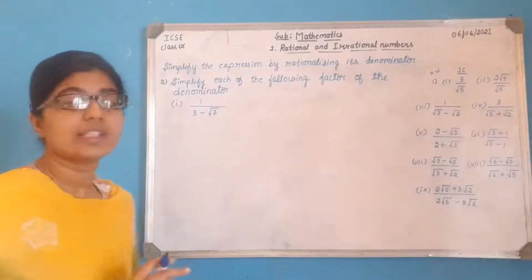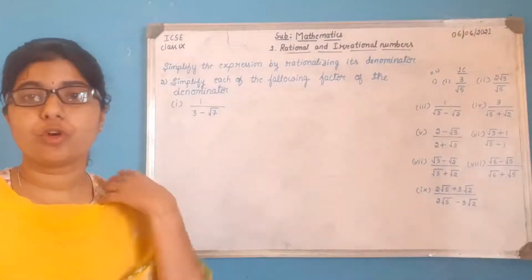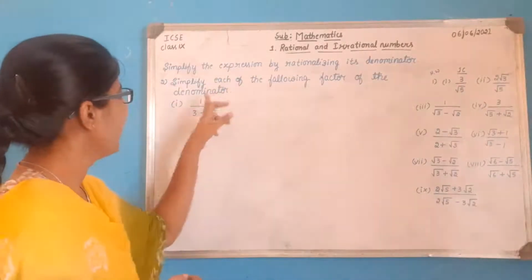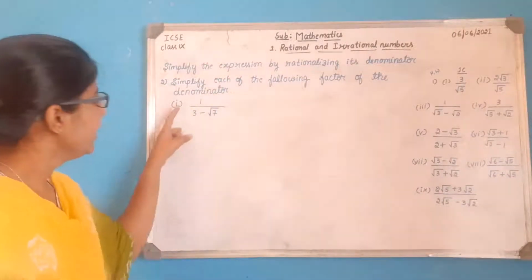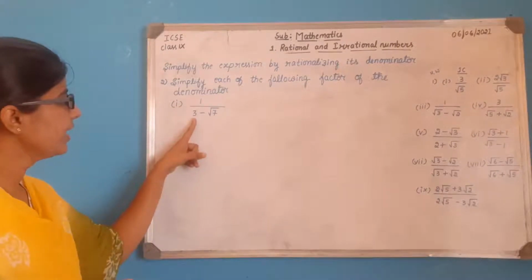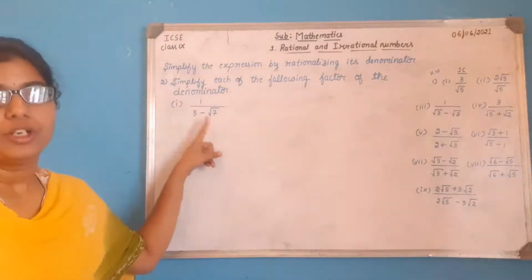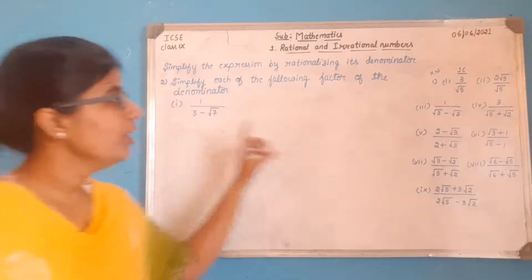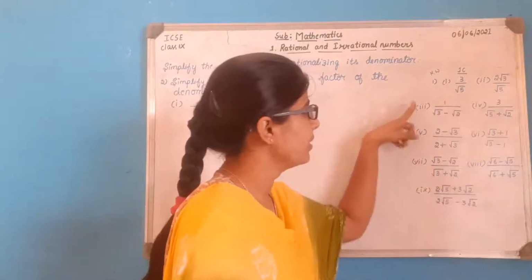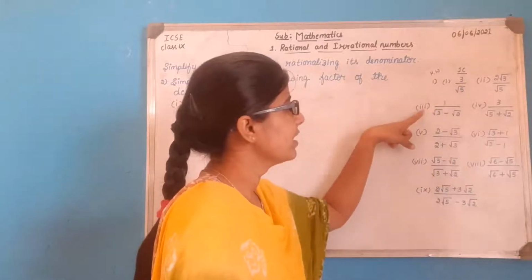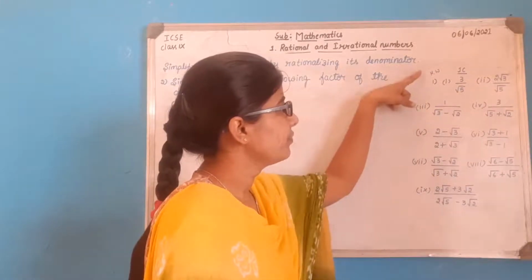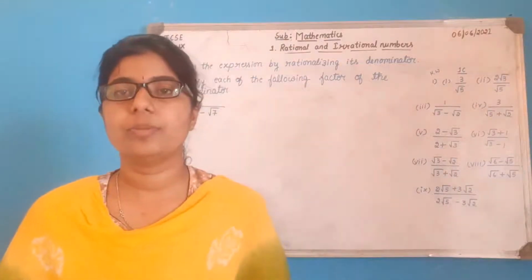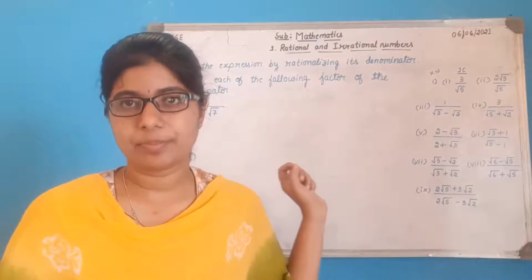Yes, dear students, the second type of problems based on rationalization. Simplify each of the following by rationalizing the denominator. In that, the first question is 1 divided by 3 minus root 7. If you understand these problems that I am going to explain now, you can easily do all the problems in exercise 1C, from the first question to the ninth one.